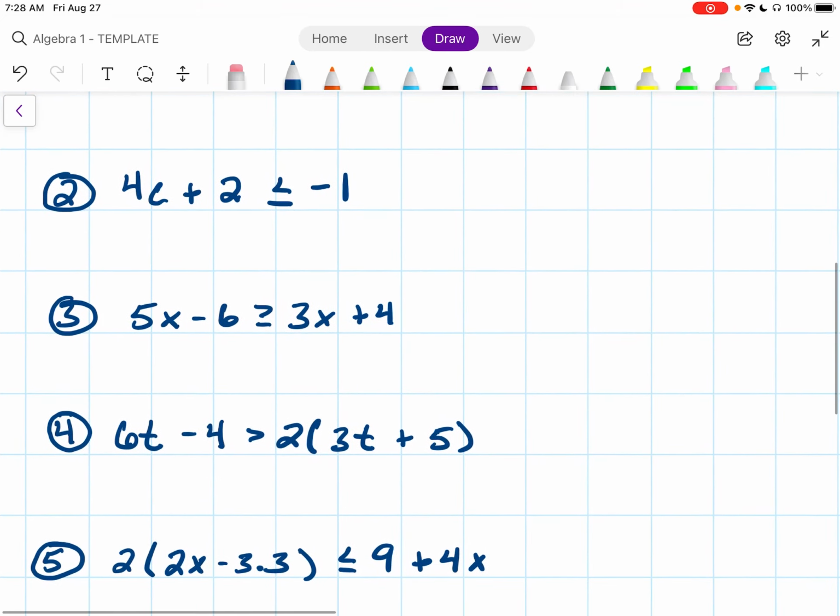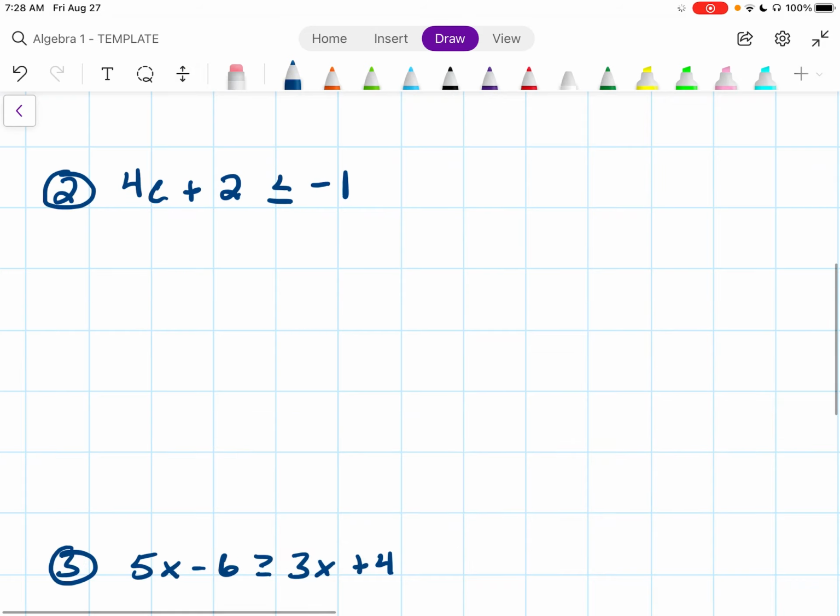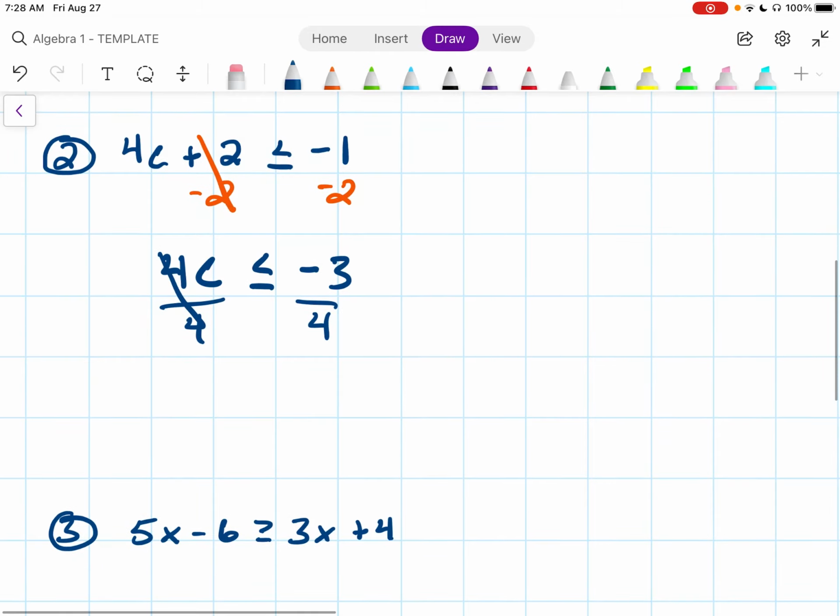Number 2. Starting off, I subtract 2 from both sides. The 2's on the left cancel. I'm left with 4c is less than or equal to negative 3. Now I divide by 4. The 4's on the left cancel, and I have c is less than or equal to negative 3 over 4.